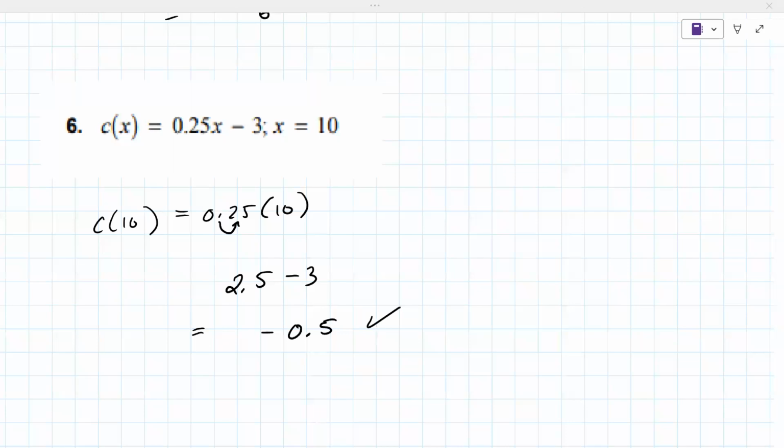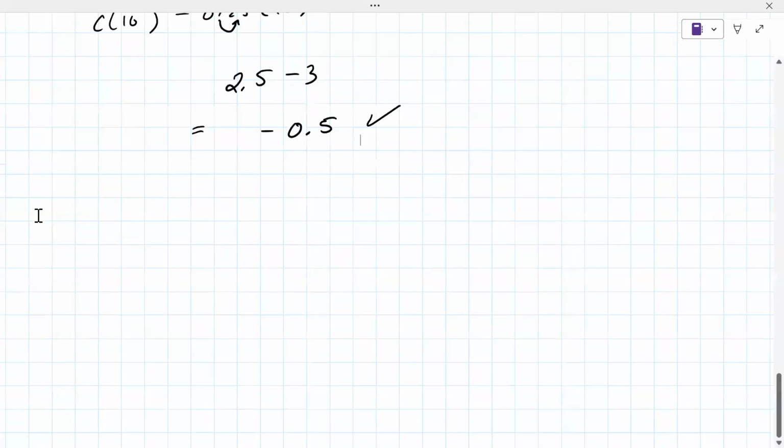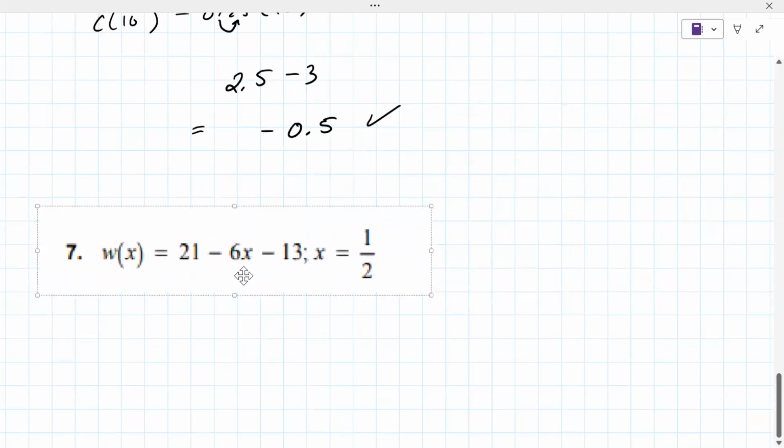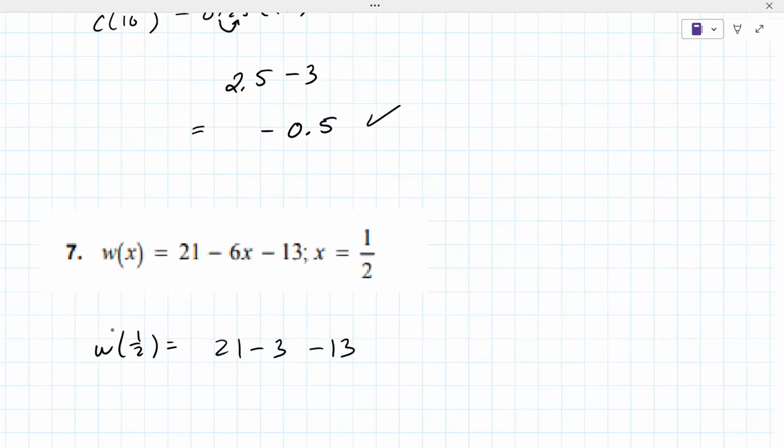All right. So have you tried 7? Yep, I did do 7. All right. What did you get for 7? W of 1/2 is 5. 21 minus 3 minus 13 is 5. Very good. How about 8? I did not get to 8. All right. So go ahead and work on 8.